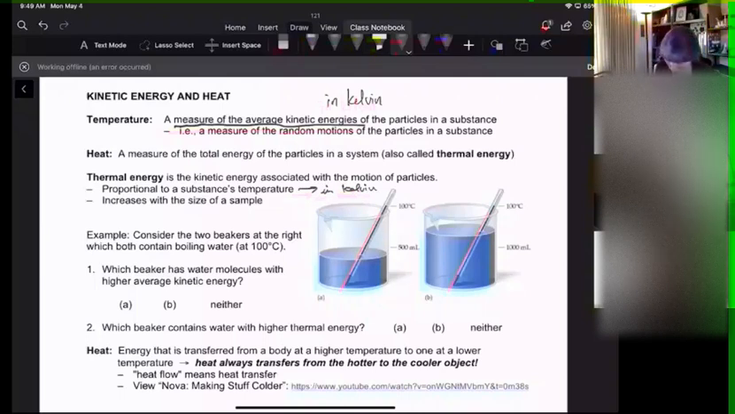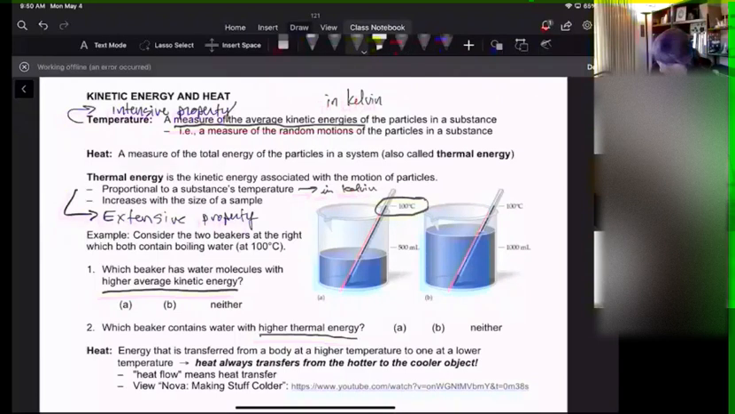Take a look at these questions. Which has higher average kinetic energy? Which one has higher total thermal energy? These both have a measurement of 100 degrees, so they have that in common. What is the thing that they both share? Is it the average kinetic energy or is it the amount of thermal energy? Kinetic energy. Yes, thank you.